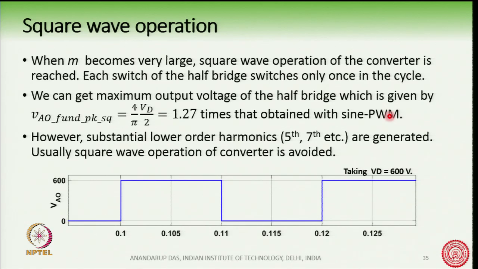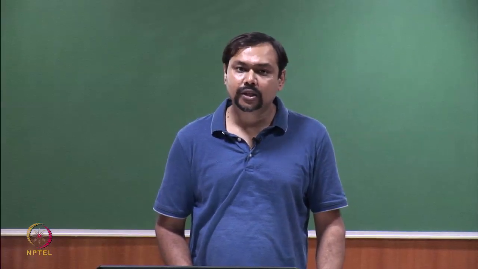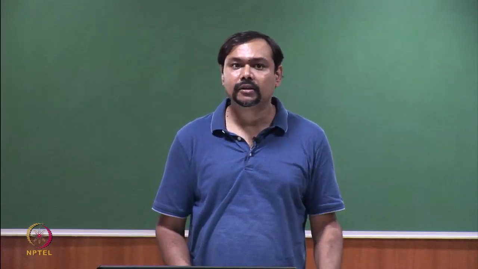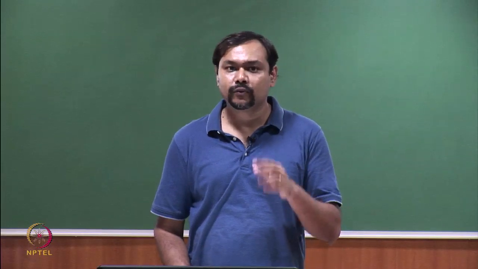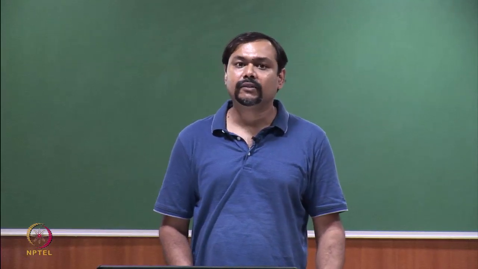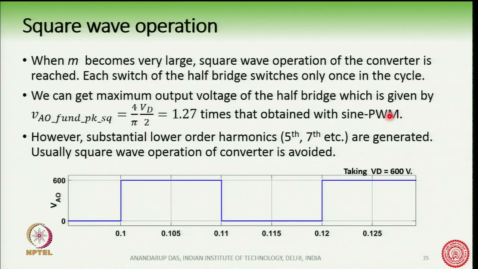So, in sine PWM the maximum fundamental peak voltage that we got was Vd by 2, while in square wave the maximum fundamental we could get is 4 by pi times Vd by 2, that is 1.27 times that what we can obtain from sine PWM. So, this region between 1 and 1.27 is part of over modulation.